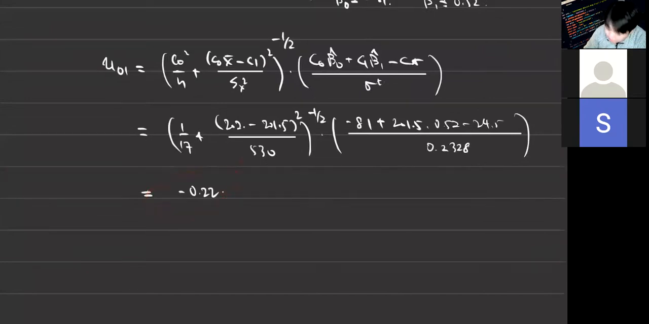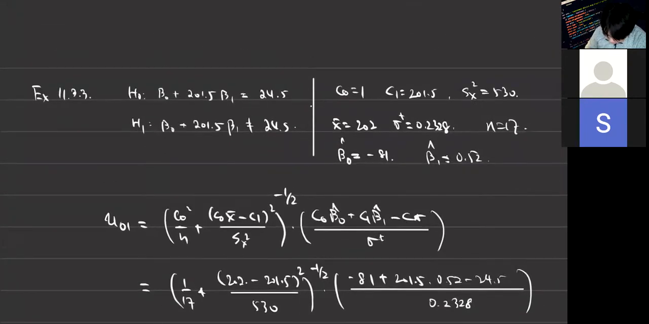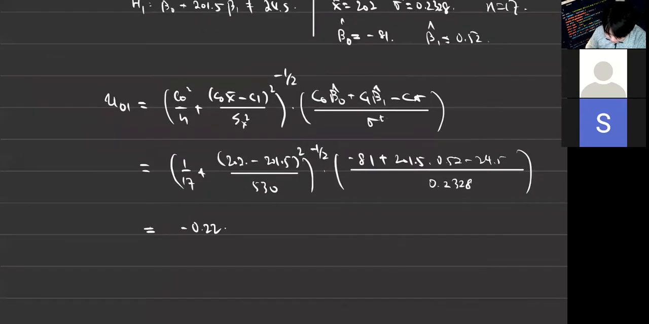How do we compare? What we do is we compare with the t distribution. So the story here is this: under the null hypothesis. What is the null hypothesis? The null hypothesis is this one. If this one is correct, then this statistic should asymptotically converge to a t distribution with degrees of freedom n-2.